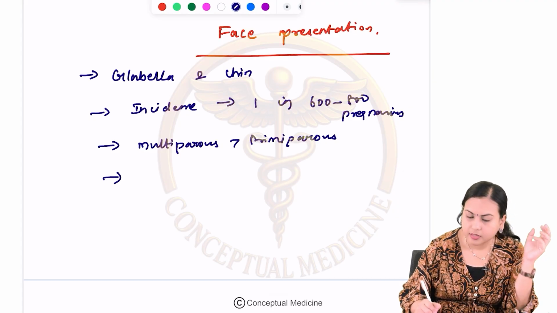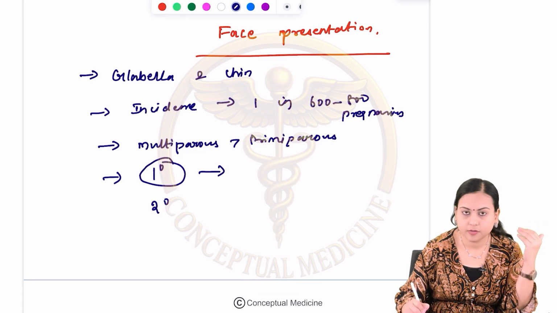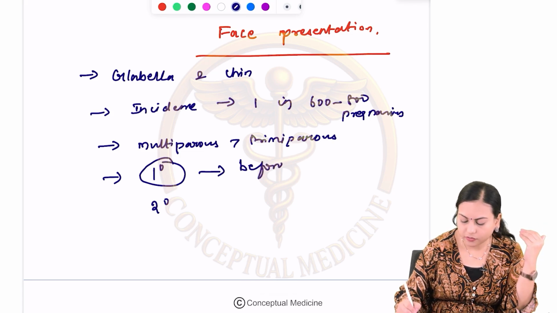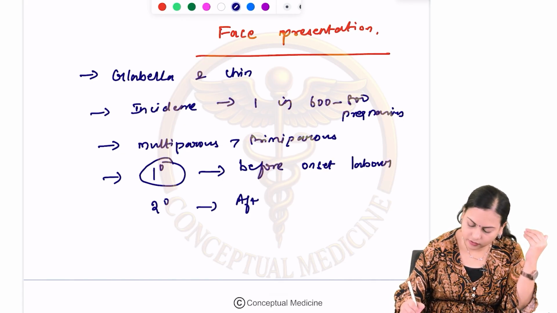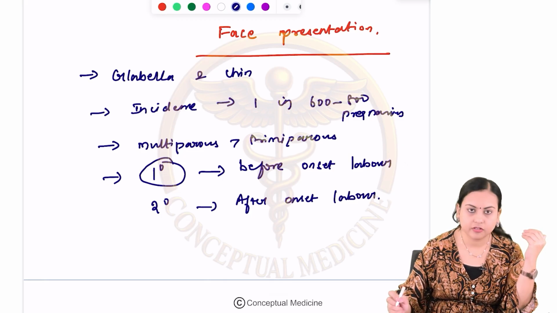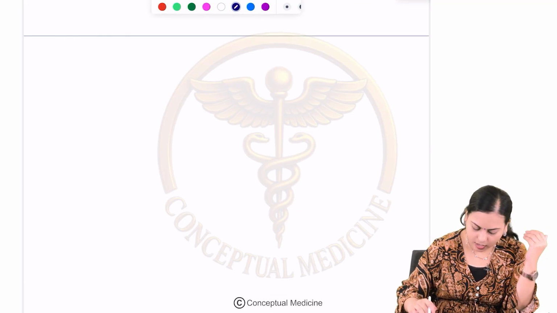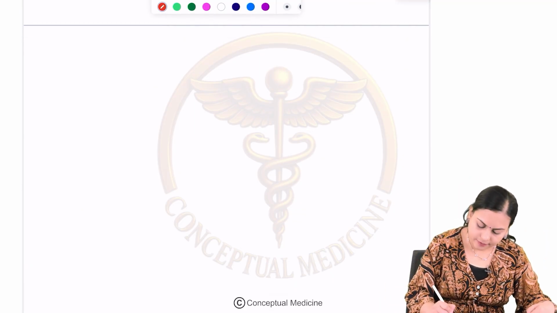And the face presentation can be primary or secondary. Primary face presentation means right before the onset of labor itself, it is going to be face presentation. But secondary means after onset of labor, it is going to change. Okay, so that is secondary face presentation. And we'll see the causes of face presentations.